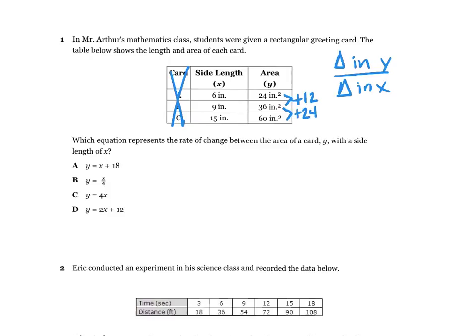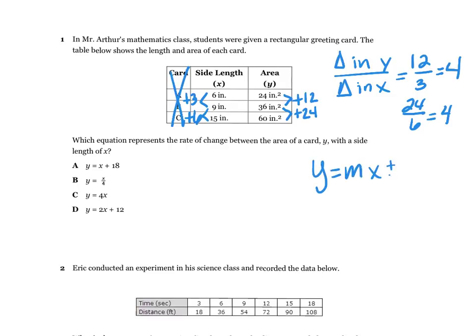Well, oh, Miss Hopkins, that's different. Okay, give it a second. We're going to figure it out. So 6 to 9 is what? Plus 3, and 9 to 15 is plus 6. It can be different because once you do here, you go 12 divided by 3, which is 4, and 24 divided by 6, which is 4. They should equal the same thing if they're proportional, and they are. 4 is your M because it's the change in Y over the change in X.